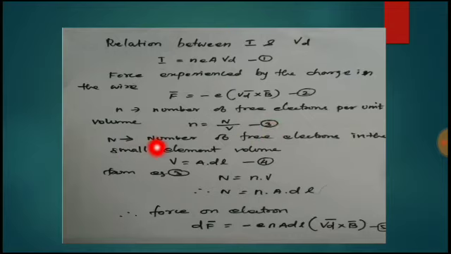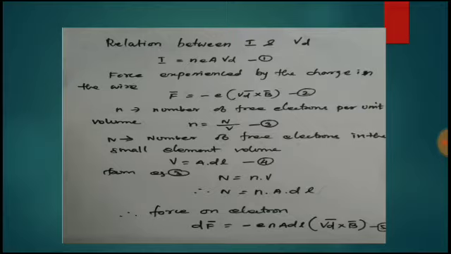See this, N is the number of free electrons in the small element volume. So if I take volume equal to area into dl, where the small element is dl and A is the area, then from the third equation, N is equal to n into v. What is v? Here is the v. So substitute the volume, A into dl, in the fourth equation.